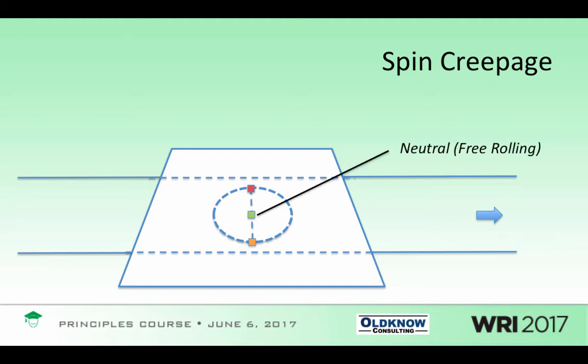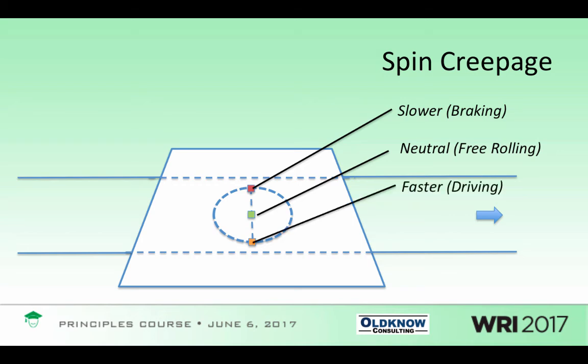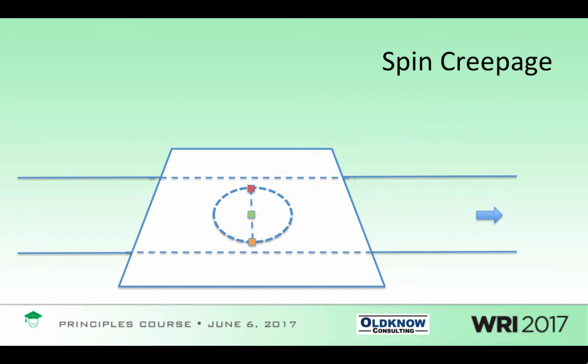If we consider the green point to be in neutral or free rolling, then towards the smaller side of the wheel, because of the smaller radius, our red point is going to be moving more slowly and will be in braking or negative longitudinal creepage. On the other side of the contact area, where the wheel radius is larger, our yellow point is going to be moving faster and it'll be driving or in positive longitudinal creepage. So if we imagine that distribution of speeds across the complete contact area, we can see that the net effect is as though the wheel was spinning relative to the rail.